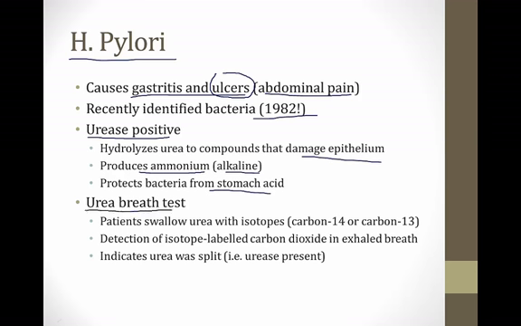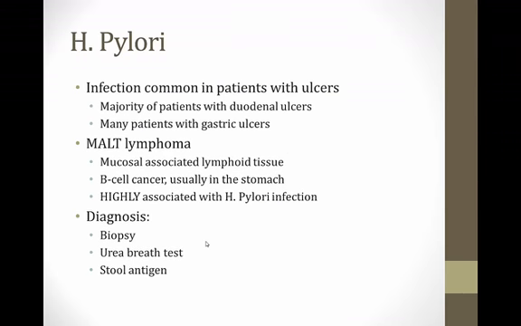There's something called the urea breath test. So patients swallow urea with isotopes like carbon-14 and carbon-13 that can be detected. When they exhale, if you detect isotope labeled carbon dioxide in the exhaled breath, it means urea was split by urease. It means there's urease present, and this suggests that H. pylori is present. So not all ulcers are associated with H. pylori infection, but many of them are.